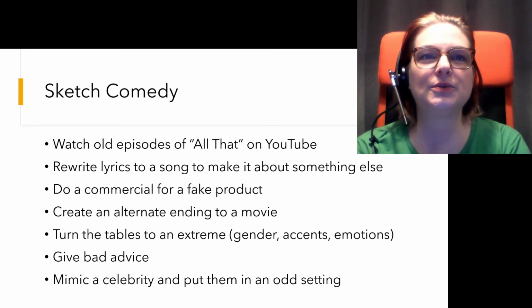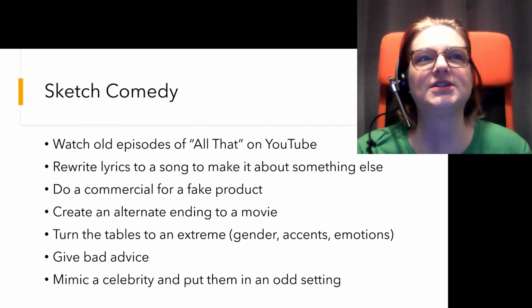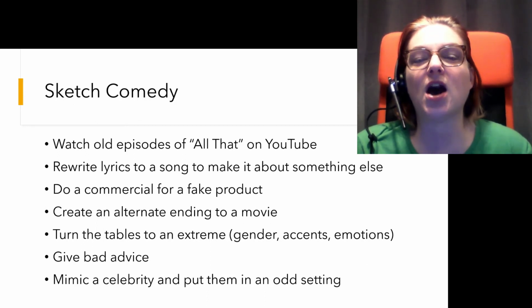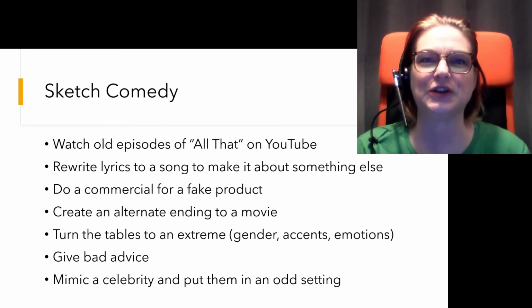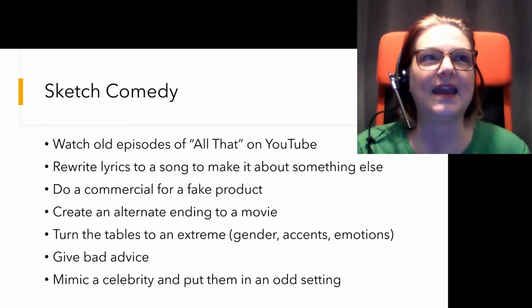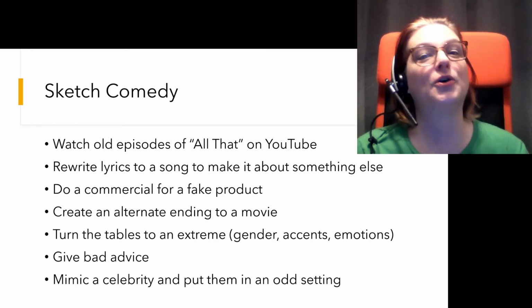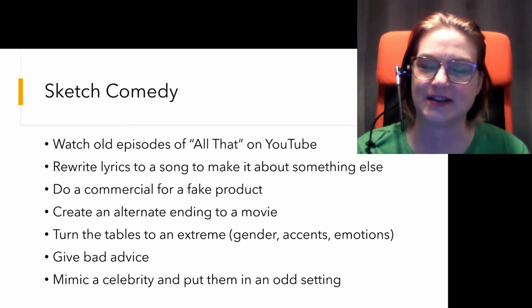You could also do different accents. So you could take something and you could just recreate it using a different accent, a British accent or an Australian accent or some other kind of a cultural accent. Be careful of cultural appropriation here. You definitely want to have a tie to the accent that you're using. So don't use an Indian accent unless you're actually an Indian person.